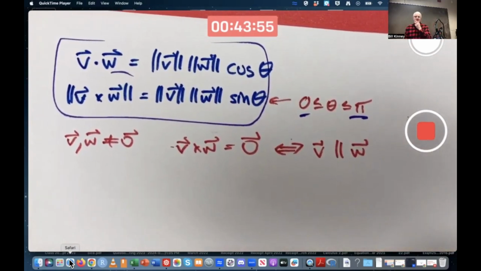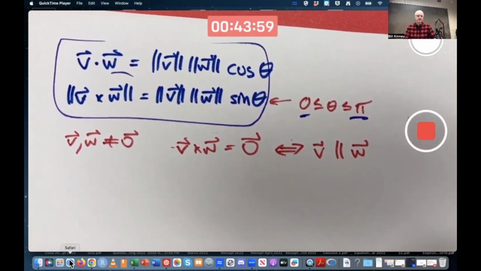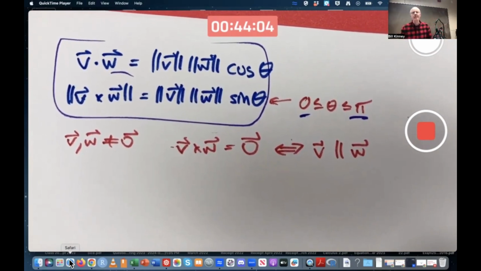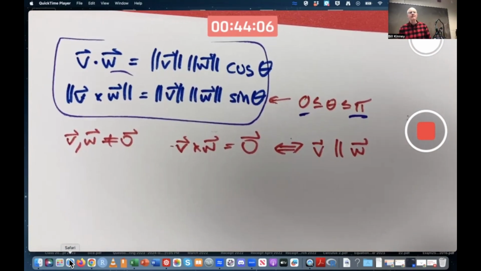Question over here? Yeah, so the sine gives you just the magnitude. The magnitude, yep. The cross product. But don't we know the direction? You know the direction from the right-hand rule, so yes, you can still figure out the cross product from that.